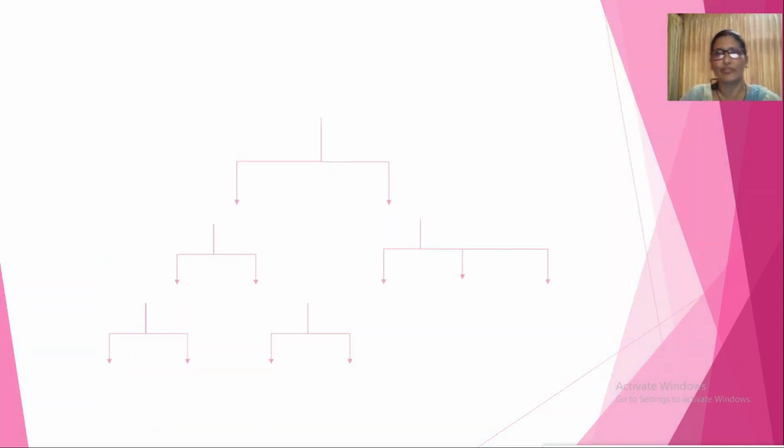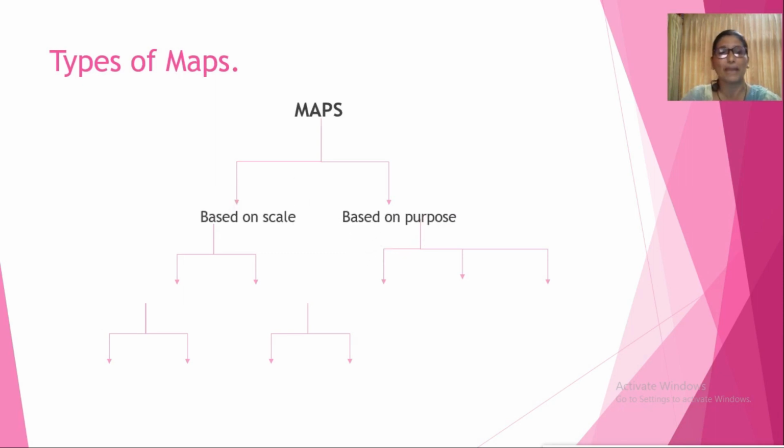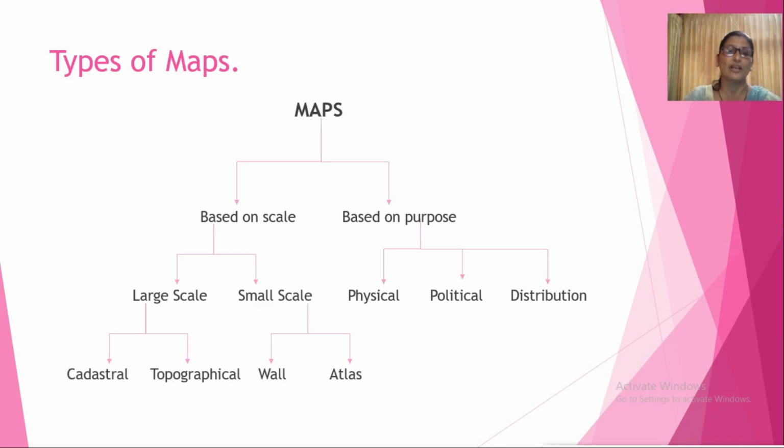So children, now we will learn about types of maps. Maps can be divided into two groups: maps based on scale and maps based on purpose. Again, the maps based on scale are divided into large scale maps and small scale maps. Maps based on purpose are divided into physical maps, political maps and distribution maps.